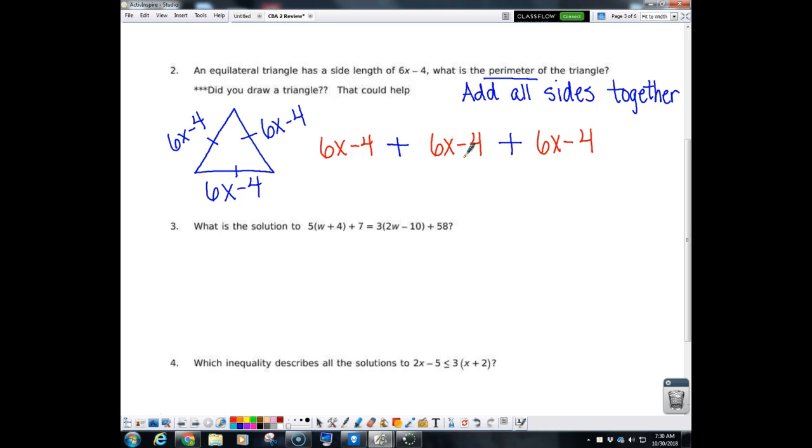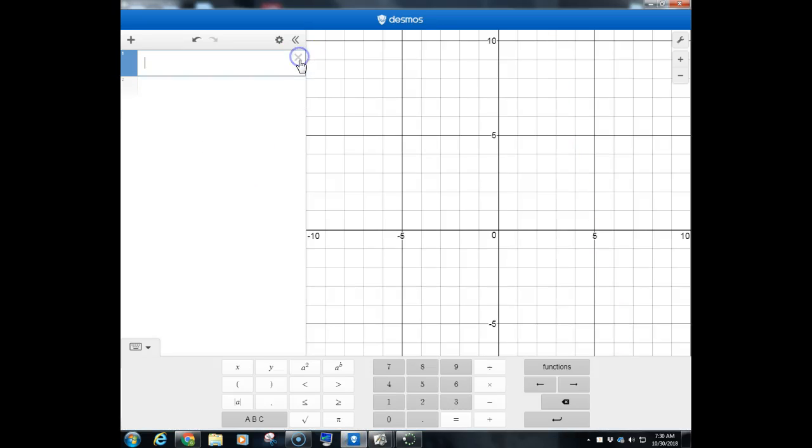Another way to do it on Desmos is to plug all of this in right here. So you would do (6x minus 4 plus 6x minus 4 plus 6x minus 4). This is what it looks like. What you would put in this next box are your possible answer choices.